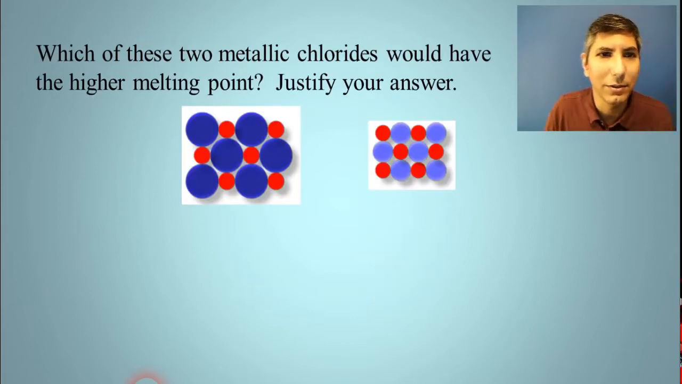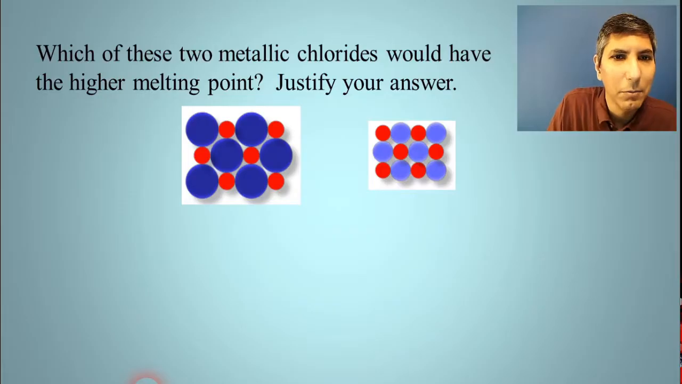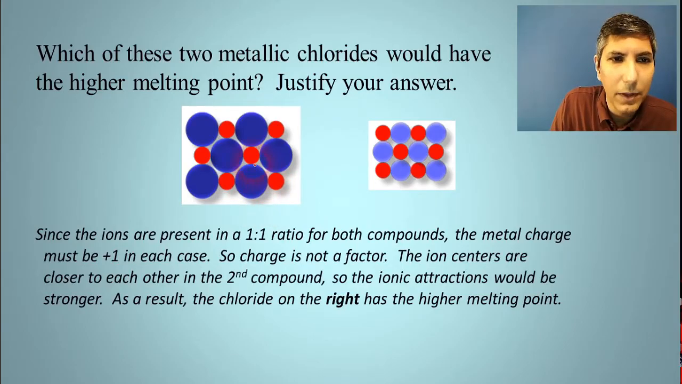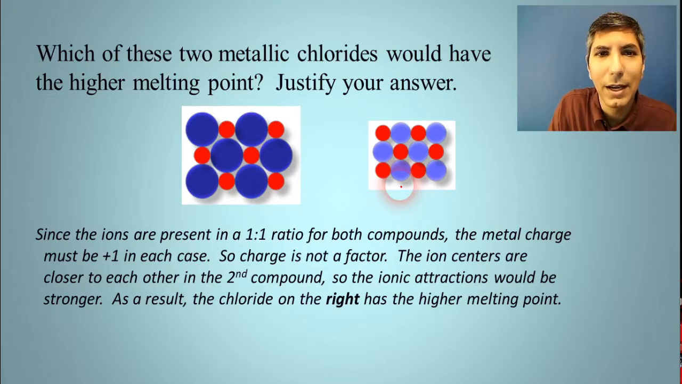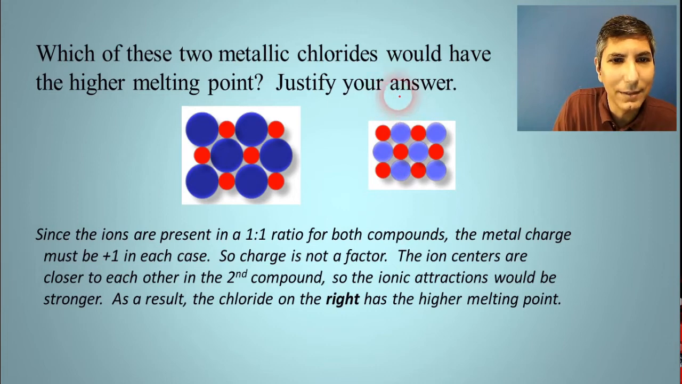Now let's take a look at this question. In which of these two metallic chlorides would you have the higher melting point? Well, hopefully you can see that it's not going to come down to charge, because everything is a 1-to-1 ratio here. So it's not the charge that's doing anything. It's the radius. And so as we said, the ones that have the smaller radius are going to have stronger attractions. So that means that the chloride on the right will have the higher melting point.